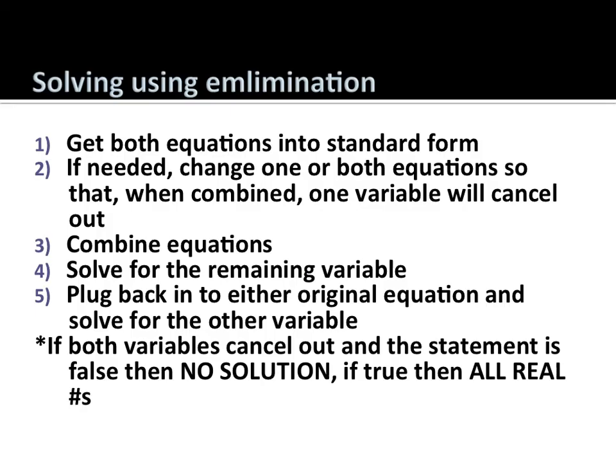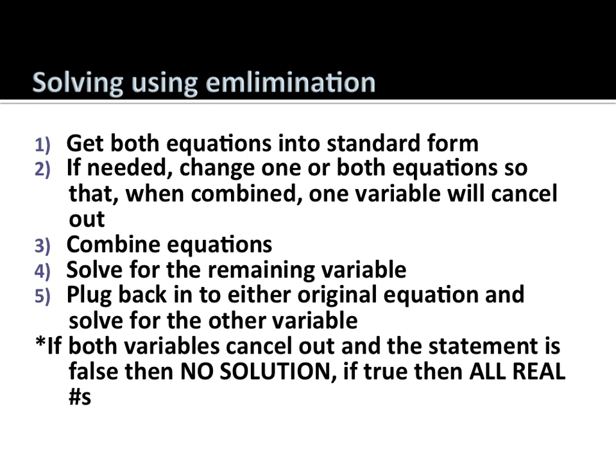This is a lot of words, but hopefully it will remind you of what we're doing here. We're going to get both equations in standard form. So you want your x's in a line, your y's in a line, and your constants on the other side. If you need to, you're going to change one or both equations so that when I combine or add the equations, one of the variables cancels out. Then I'm going to actually combine those equations. One of the variables will go away, and I'm going to solve for the remaining variable.